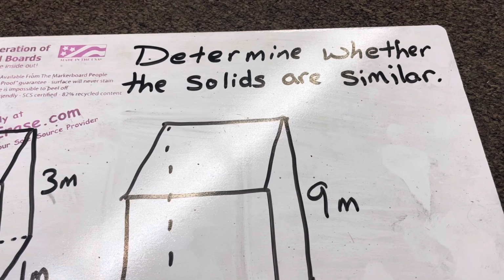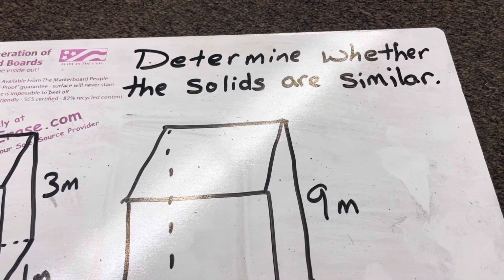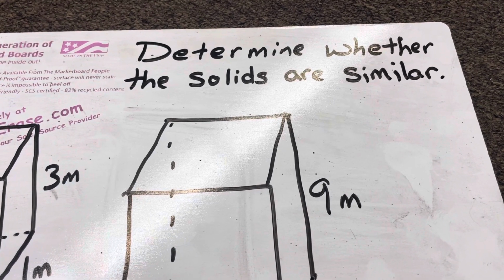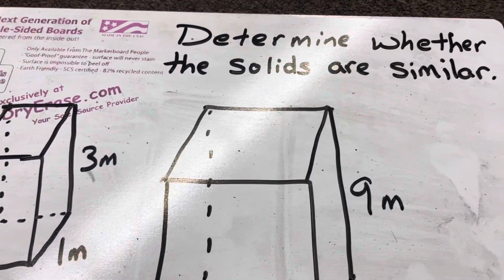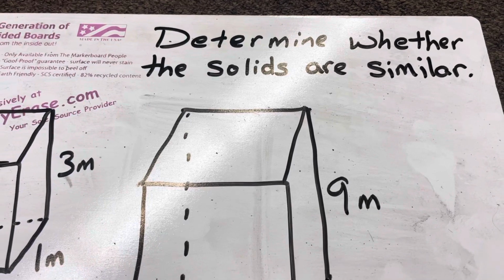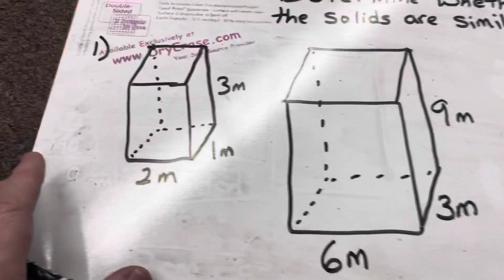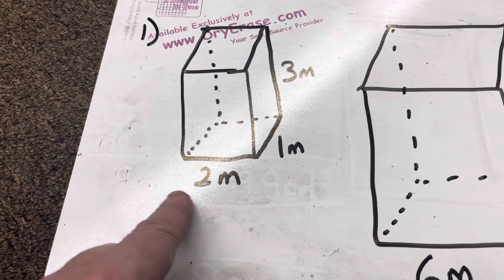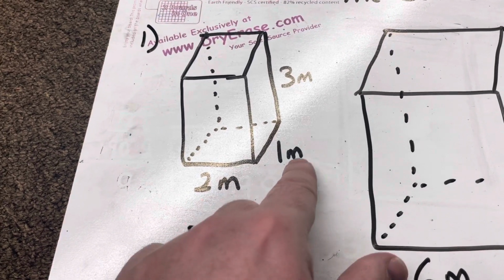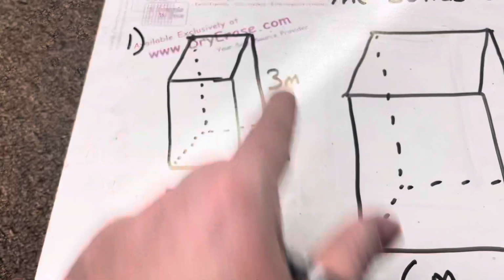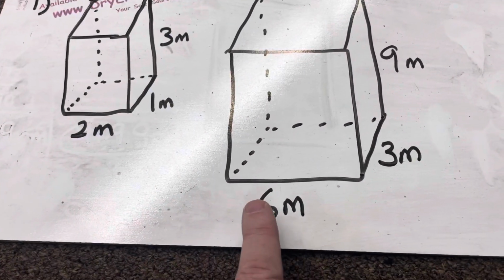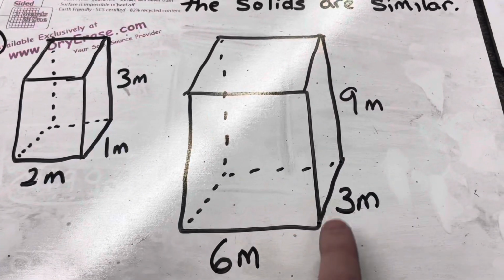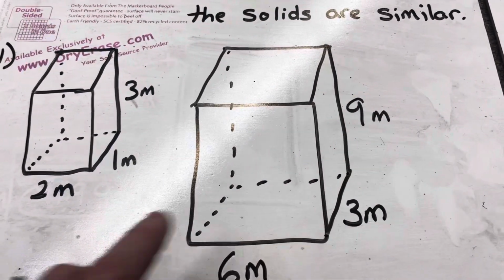And there's different formulas that we're going to look at for different things, whether it's surface area or volume or whatever the case may be. But here's a situation. It says determine whether the solids are similar. Here we have two rectangular prisms. And here we see this one here that has a length of 2 meters, a width of 1 meter, and a height of 3 meters. Here we see one that has a length of 6 meters, a width of 3 meters, and a height of 9 meters.